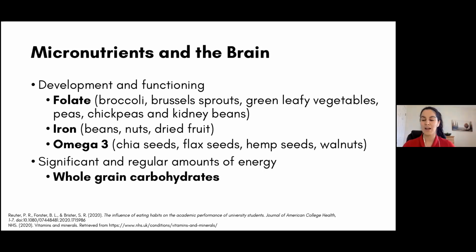Whole grain carbohydrates are an amazing source of energy because they do not cause a large spike like we spoke about earlier, but in fact, they will have a general increase and release of energy. So, an example of whole grain carbohydrates would be brown rice and oatmeal, a staple for many students, very easy to prepare.